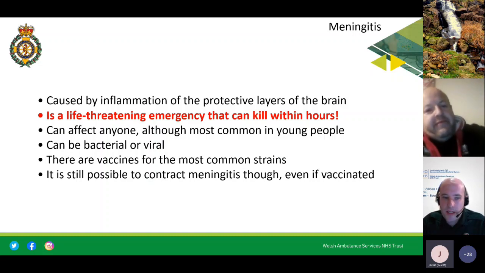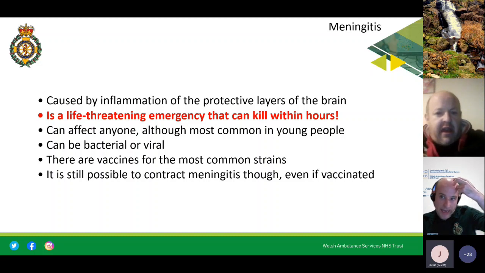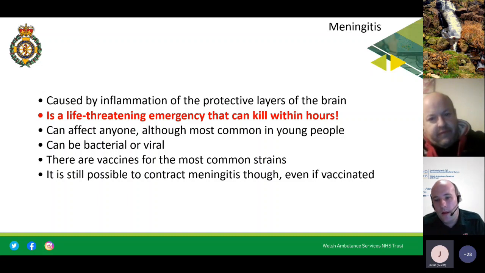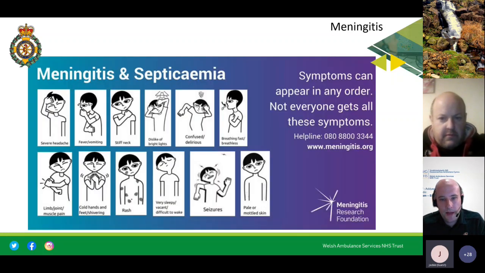Like I said, it's caused by the inflammation of those protective layers. As soon as it gets into that arachnoid, it gets into the spinal fluid and spreads, and that's when it becomes life-threatening, and it can kill within hours. It can affect anyone, but it's more common in younger people. The common age groups are the first year of primary school and the first year of university, and that is down to the increase in social interaction. It can be bacterial, it can be viral, and you can get it even if you're vaccinated. No vaccine is 100%. Cool. So that is meningitis.